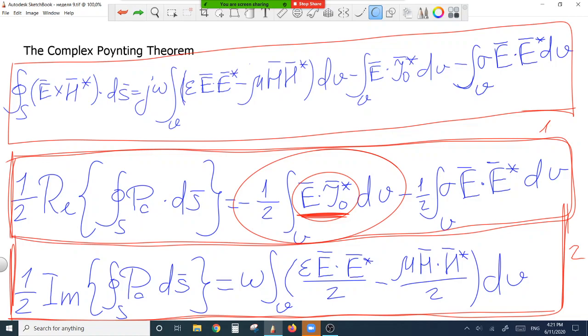The second equation, number 2, which is the last equation on your screens, is the balance of reactive power. It is the rate of flow of reactive power across the surface. The right-hand side gives the time averaged reactive power.